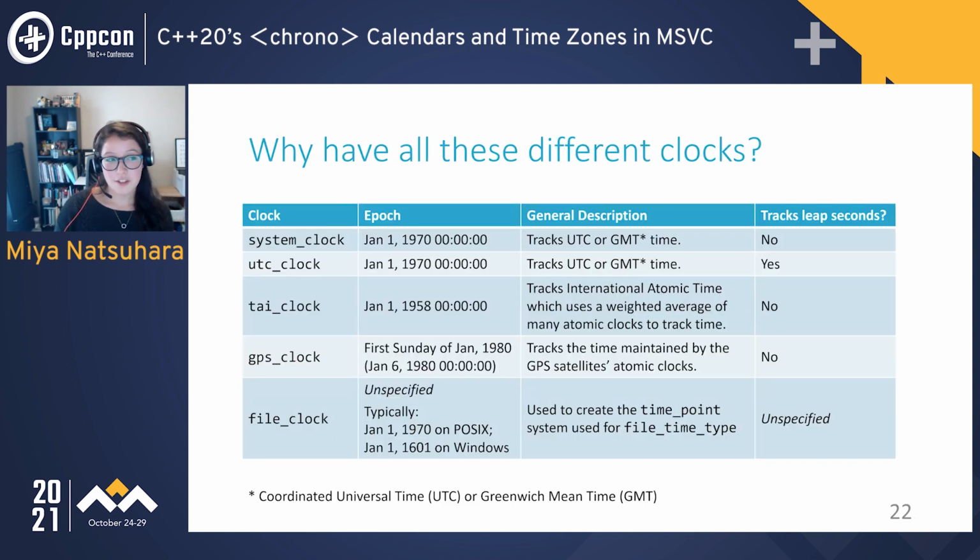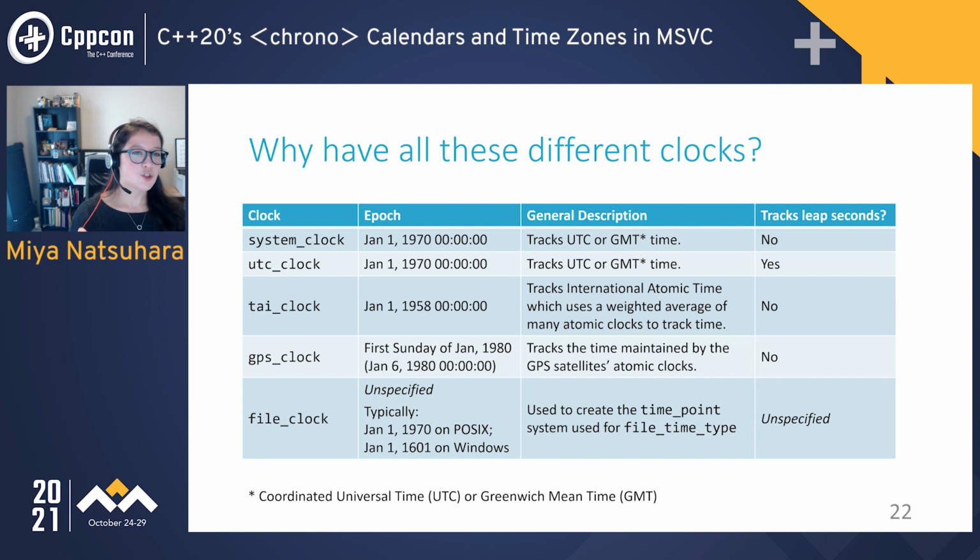So we have a lot of different clocks. What is the point of them? These clocks differ in a couple of ways, so I just wanted to compare and contrast with you for a moment. utc_clock and system_clock share the same epoch, January 1st, 1970, pretty classic. And those both track UTC or GMT time, so Coordinated Universal Time or Greenwich Mean Time. The difference here, as I just mentioned, utc_clock tracks leap seconds, whereas system_clock does not. tai_clock, on the other hand, has a different epoch, January 1st, 1958.